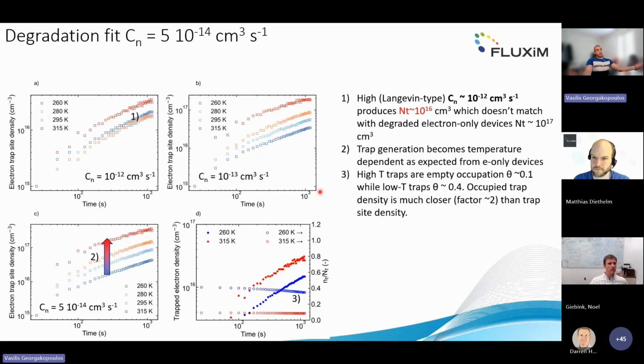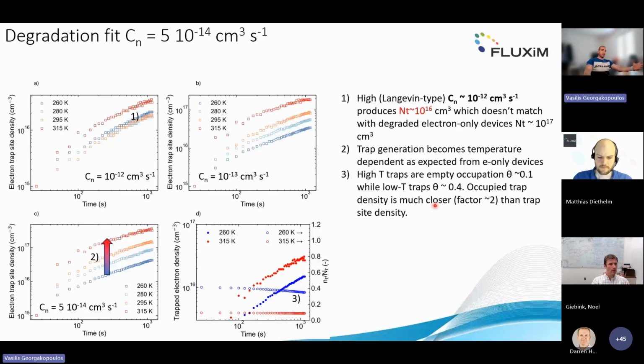And we expect to find basically the same trap density that we find in the unipolar device, more or less, or at least the same order of magnitude, but not one order of magnitude smaller. So by choosing this value for the capture coefficient, the trap generation becomes temperature dependent, as expected. And we also saw that at high temperatures, traps change.